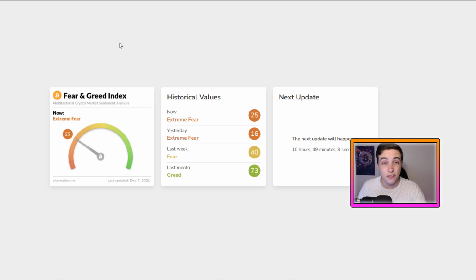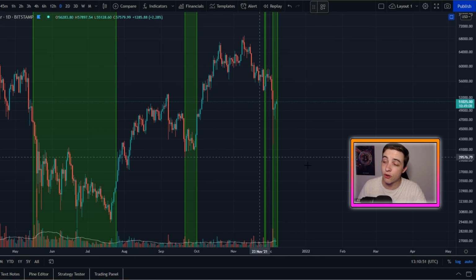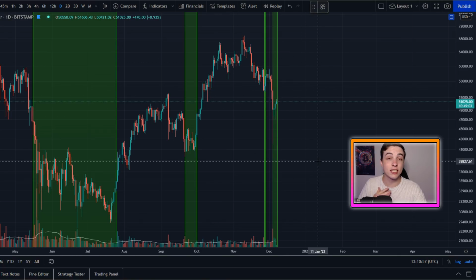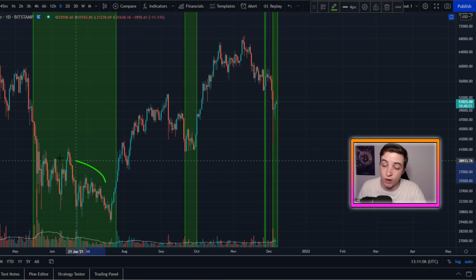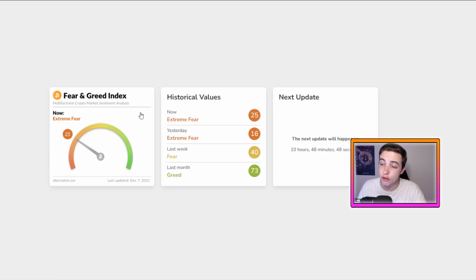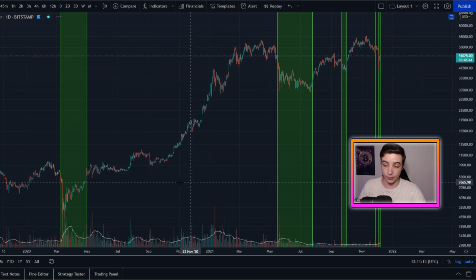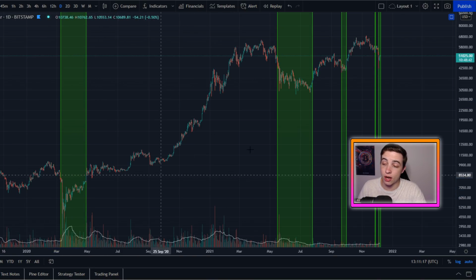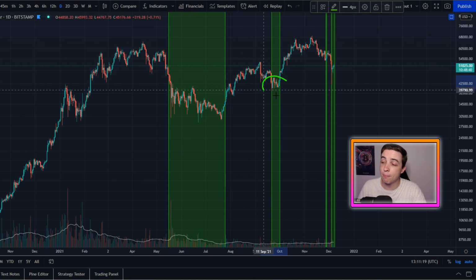Of course, that is not financial advice, but just jumping over to this Bitcoin chart, this is on the daily time frame. The subscribers on this channel would already know about this chart, but for the new viewers on the channel, these green zones just here on this chart show us the time periods where the Bitcoin Fear and Greed Index was sitting in extreme fear. And you can clearly see that all of these time periods just here were amazing buying opportunities.